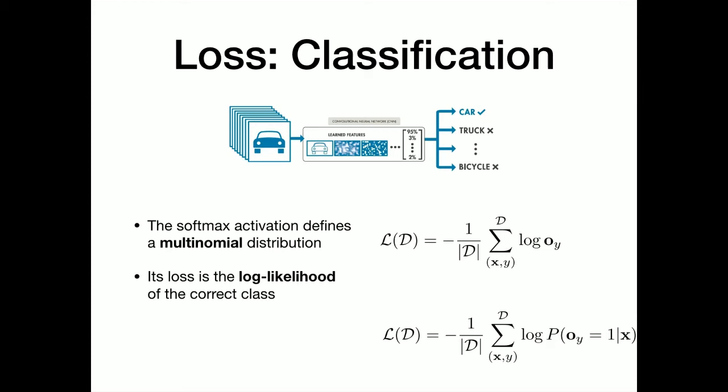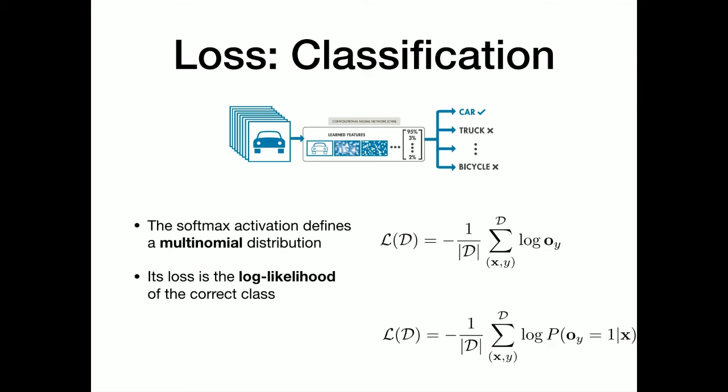Very intuitive, right? If you know that the class of a certain object is car, then you want the network to give super high probability to car and very low probability to everything else. You can do this very naturally by measuring the probability that the correct label is large. Your data set is the inputs and the correct label, and all you have to measure is the probability that the y-th index of your output is large.